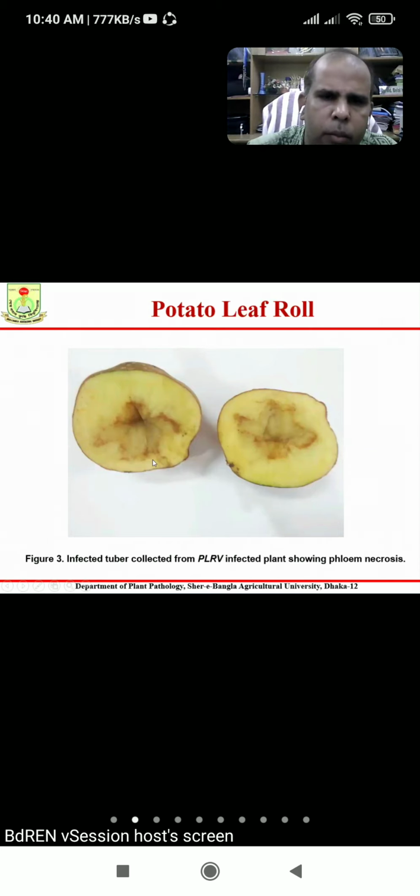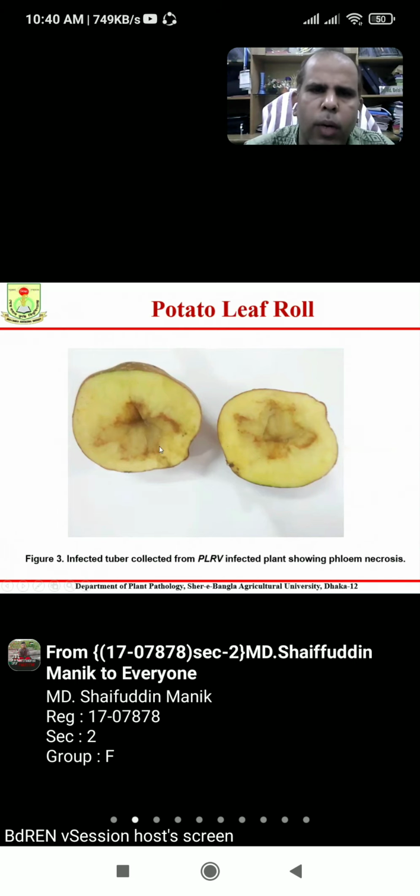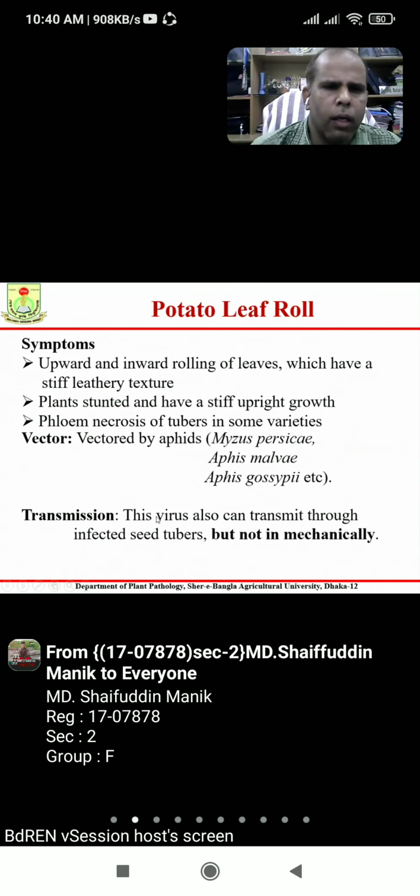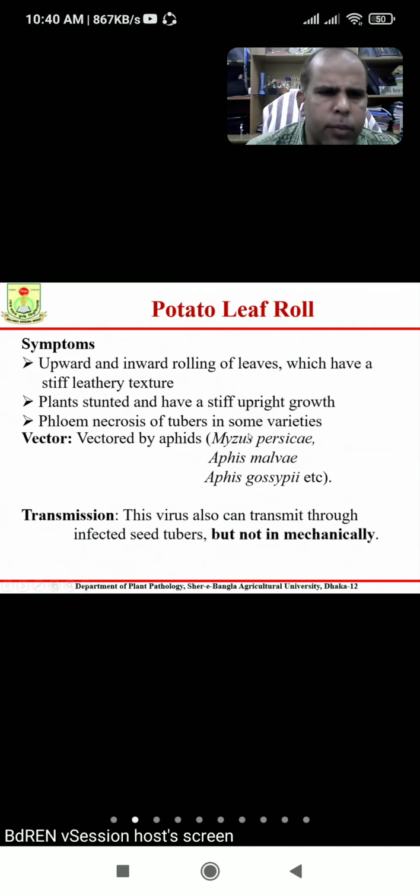in the baseline surveillance. We got such a symptom, that is the phloem necrosis. We cut the tuber and we got the phloem necrosis, and that tuber we collected from the infected plant. I already discussed the symptoms. So what is the vector of this? That is actually the aphid. This virus is transmitted by the aphid.